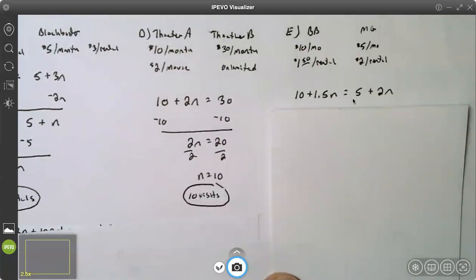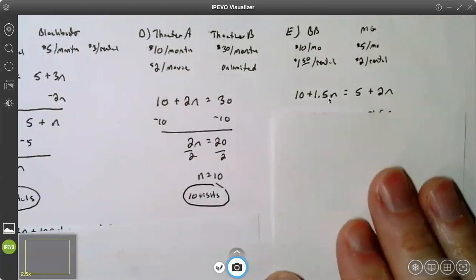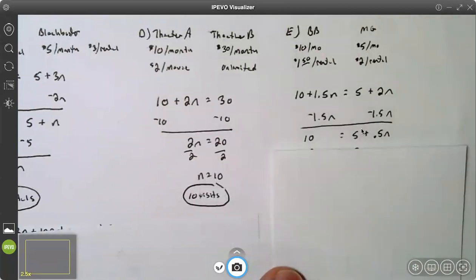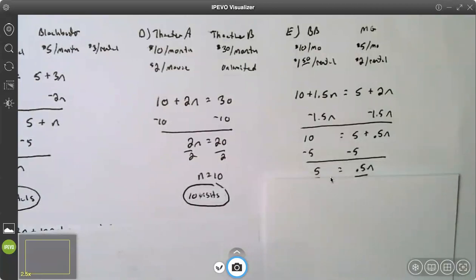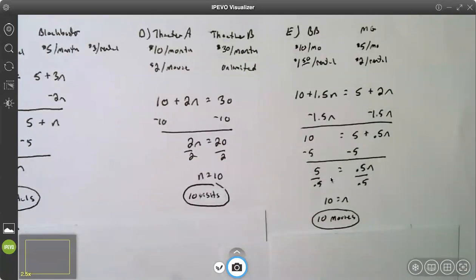Both sides are in simplest form, so let's get the variable on one side. We subtract 1.5n from both sides and we get 0.5n on the right. Then let's isolate the variable by subtracting 5 from both sides and dividing both sides by 0.5, we get 10. The answer is 10 movies. If you rent 10 movies, the cost is exactly the same. If you rent less than 10 movies, movie gallery is a better deal. If you rent more than 10 movies, Blockbuster is a better deal. So these are word problems for equations where we actually do a break-even analysis.